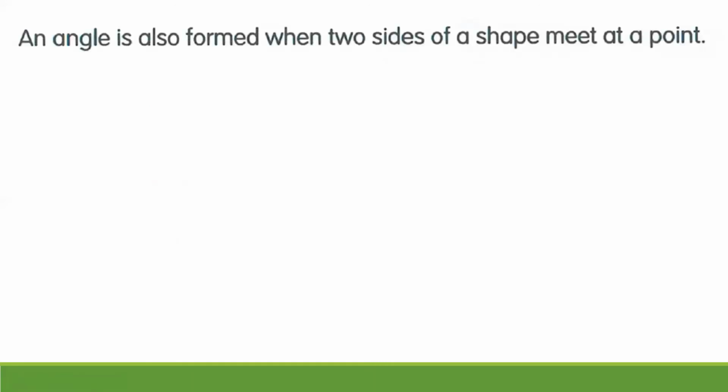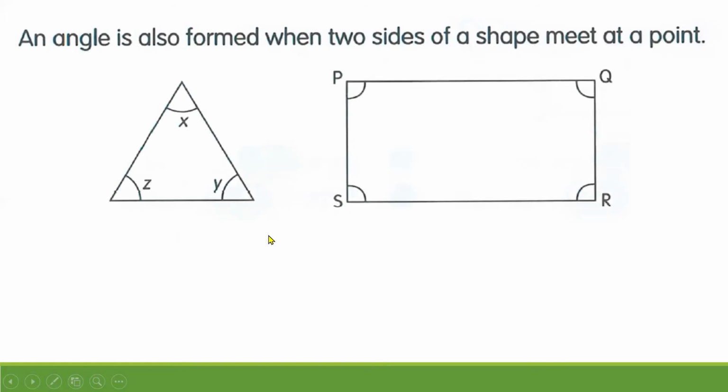Let's have another example. An angle is also formed when two sides of a shape meet at a point. Let's have these two shapes. We have here the triangle and a rectangle. How are we going to name these angles? So in the triangle, we formed 3 angles. There are 2 lines meeting at a point, 2 lines meeting at this point, and 2 lines meeting at this point. We call them angle X, angle Y, and angle Z.